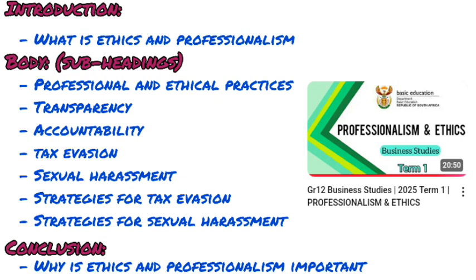Then the last bullet said what would be the strategies to deal with the unethical business practices mentioned above. Which were the above mentioned? It was tax evasion and sexual harassment. So that's why I'm going to specify it: strategies for tax evasion, strategies for sexual harassment. So I have separated them, which means in the end I ended up with 7 subtopics.